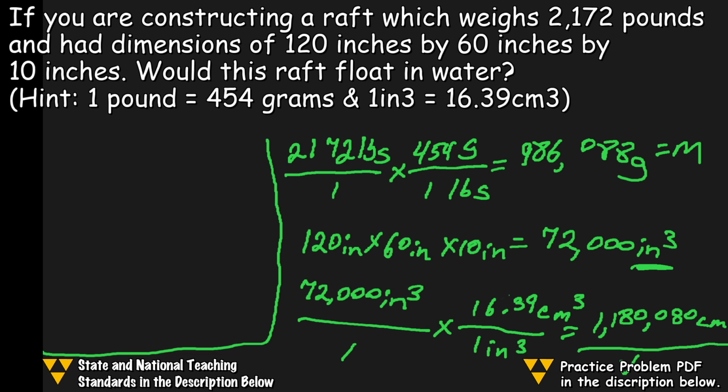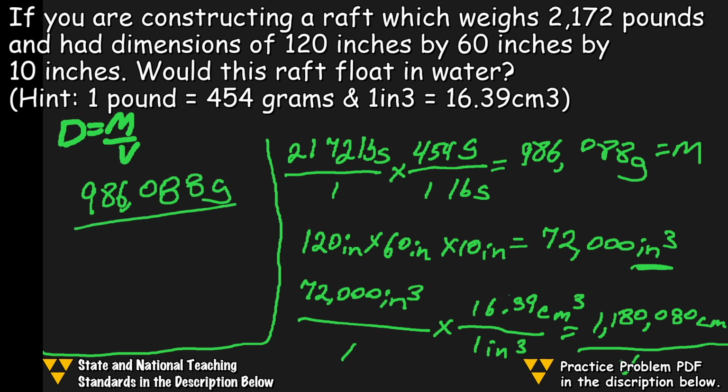Now, in order to find our density, because we're trying to figure out is this going to float or not, we need to figure out is the density greater than water, which is 1.0. Okay, we take density equals mass over volume. So our mass in this case is 986,088 grams, and our volume is 1,180,080 cubic centimeters.